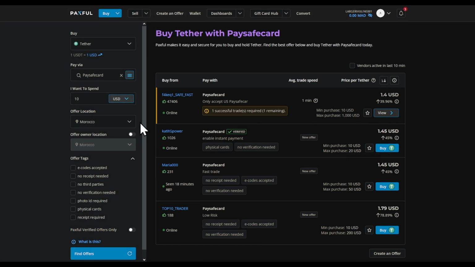In this page, you're going to find offers. You're going to find the buyer, how many reviews they got, are they online or offline, and what are their requirements. This guy requires me to have one successful trade at least.